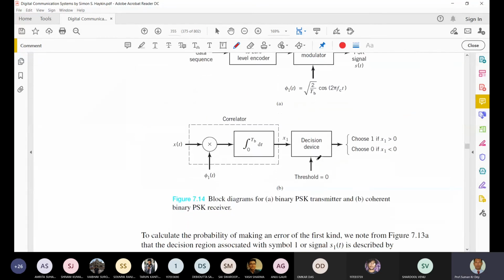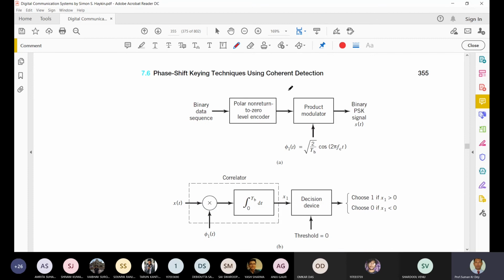Now, to describe this, what do we require at the receiver? If we look at the receiver, what are the two things required? One is the correlator, and the second is the decision device for the coherent detection. And for the transmitter, what are the requirements? Two things are required: one is the polar non-return to zero level encoder and the product modulator. At the transmitter, the binary data sequence will enter into the polar non-return to zero level encoder.